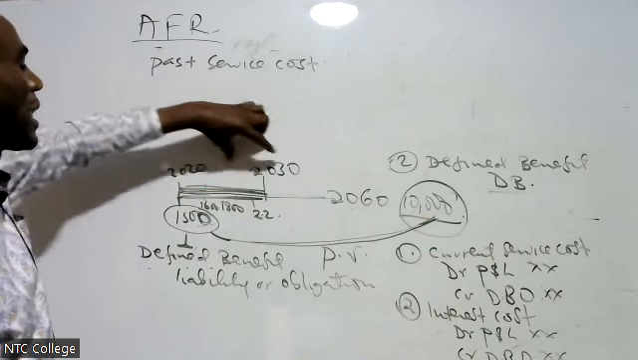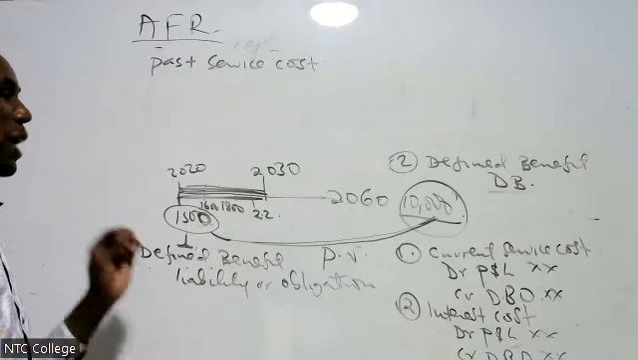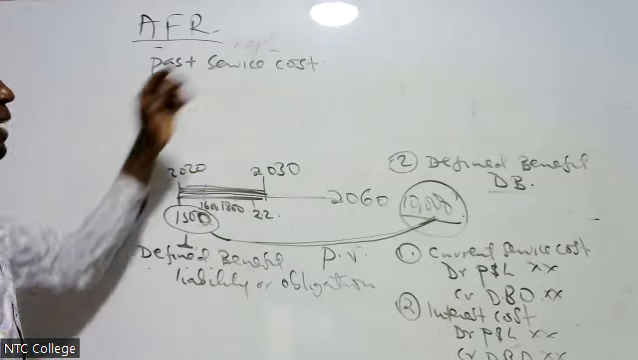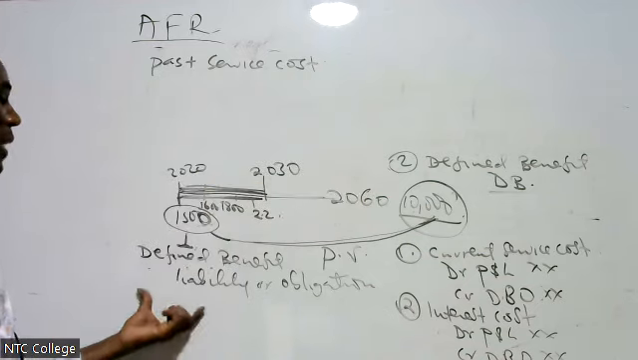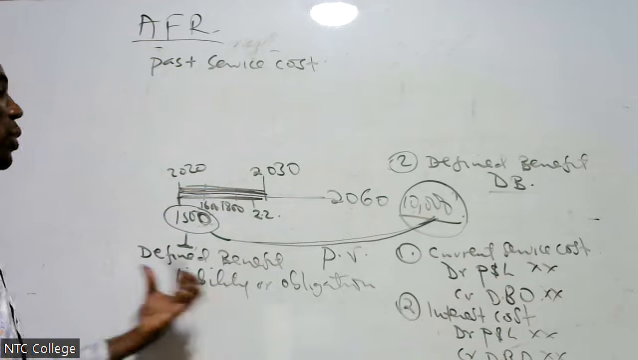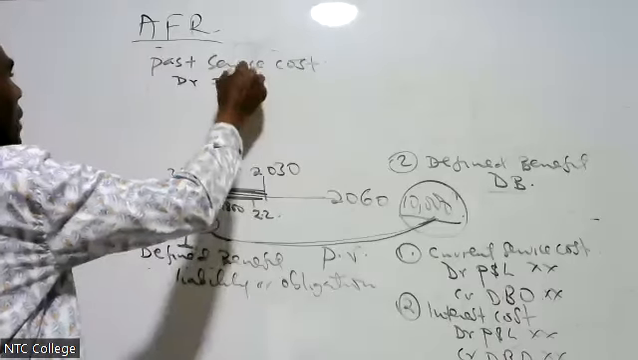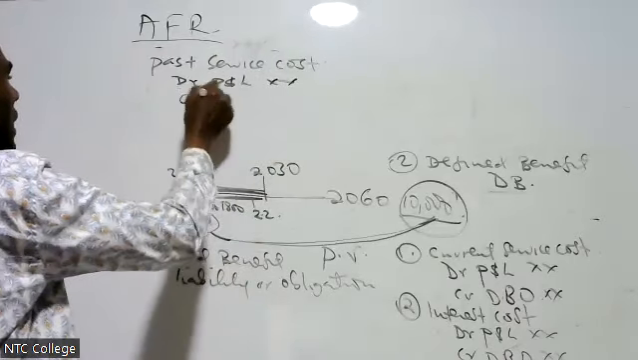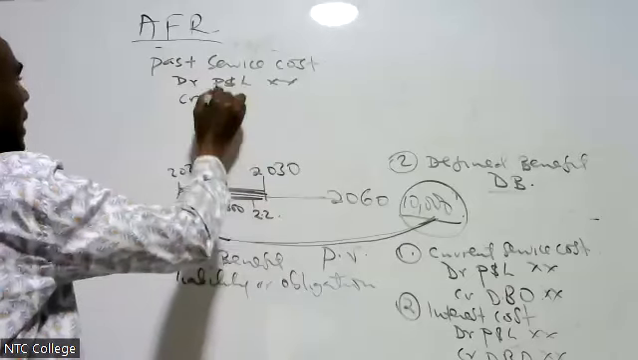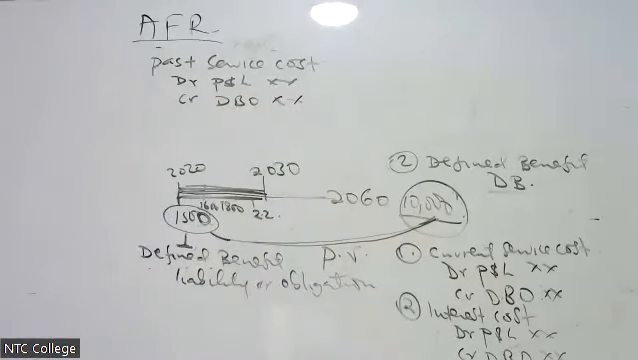Therefore, this is also an expense to the company, but it is going to increase the liability because we are not paying it today. We shall pay in year 2060. Therefore, it's a liability, it's an expense, but the expense is going to increase the liability. Therefore, you debit P and L, you credit DBO as an expense.